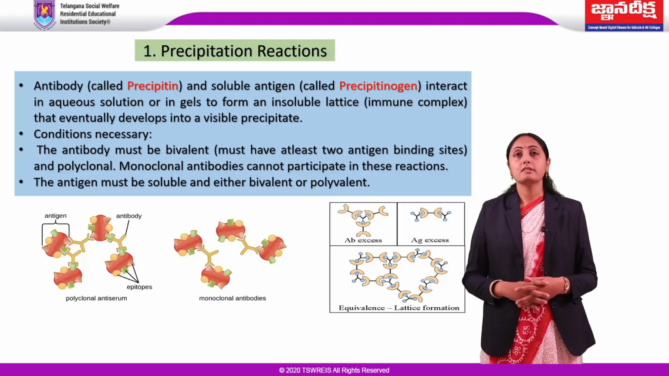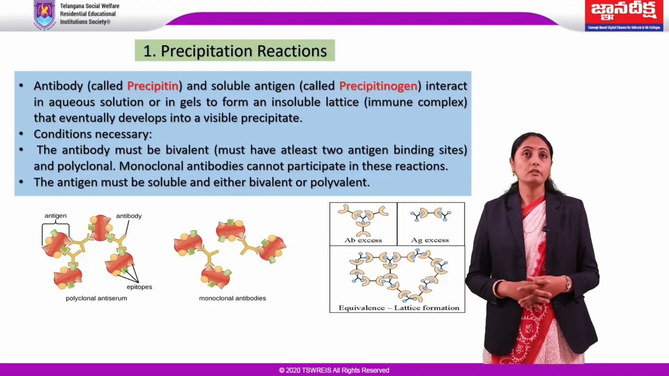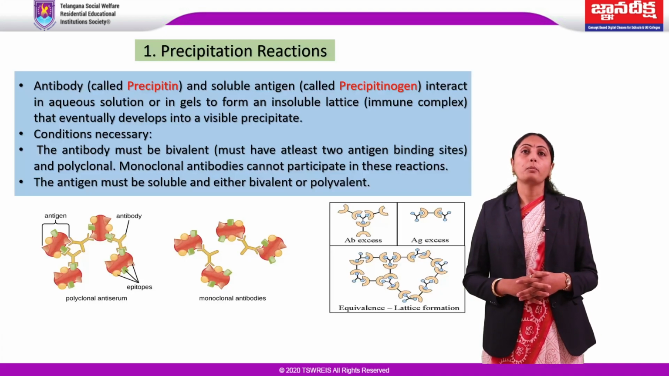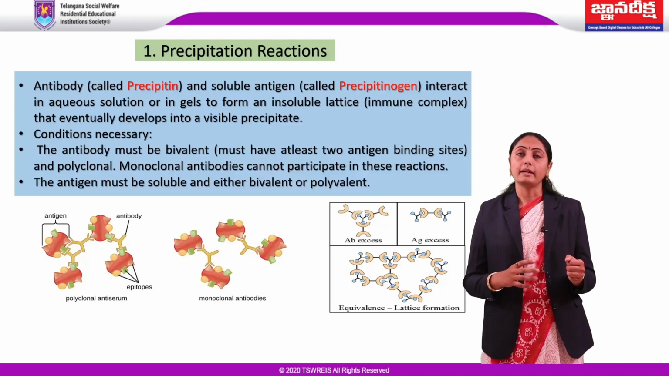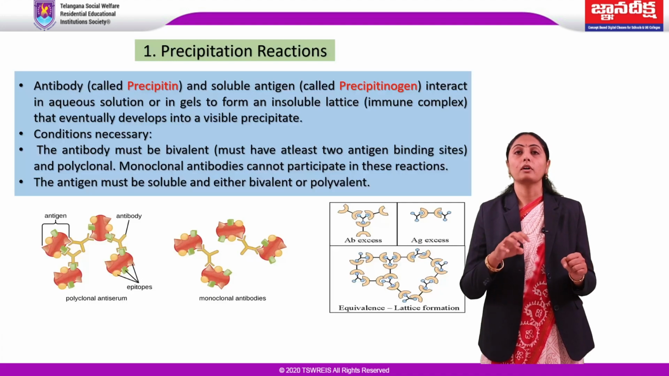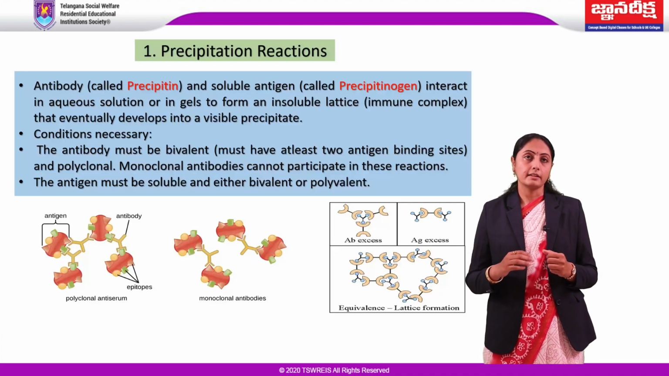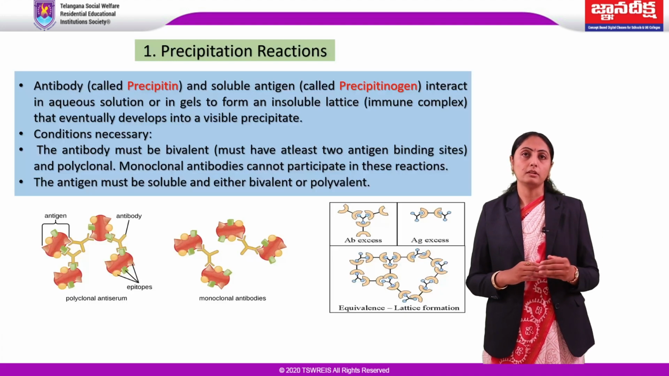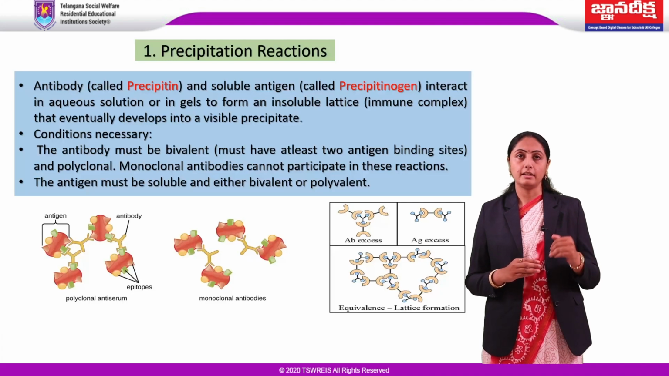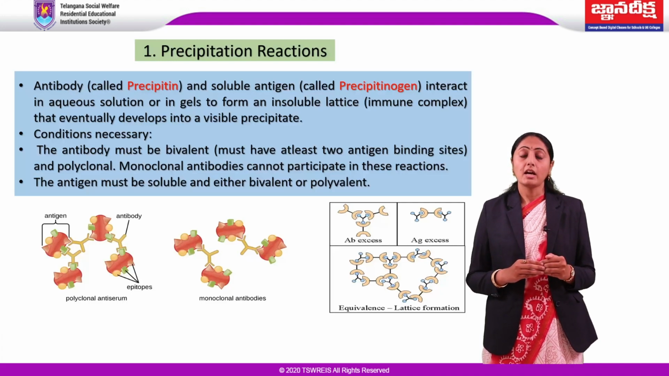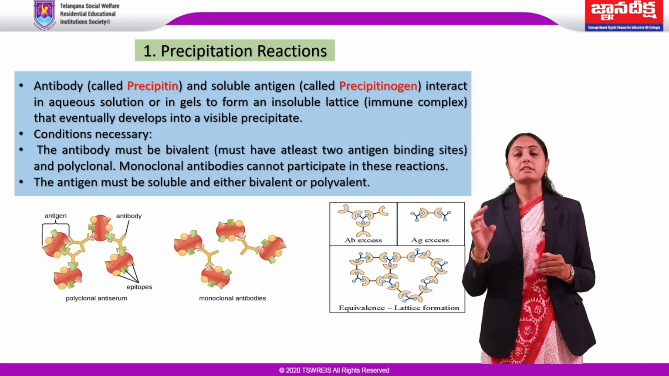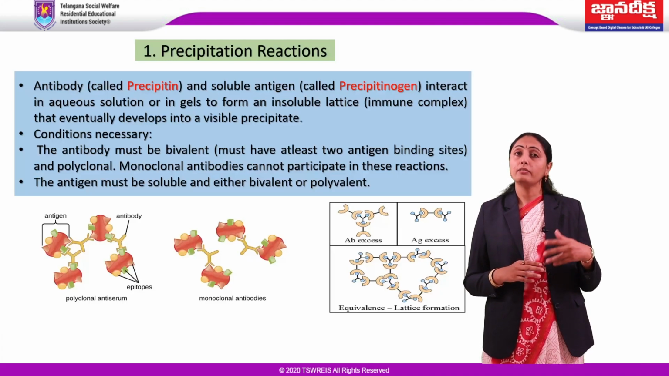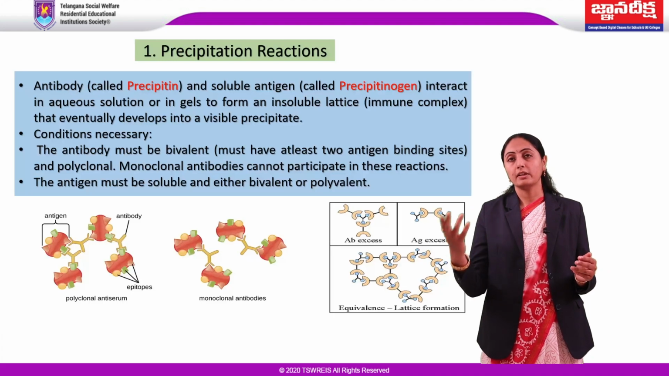Two main conditions must be met for precipitation reactions to occur. First, the antibody must be polyclonal. Polyclonal here means the ability to bind to multiple epitopes on an antigen. Second, apart from being soluble, an antigen must be bivalent or polyvalent. This means it must have at least 2 copies of the same epitope or have different epitopes that react with different antibodies.